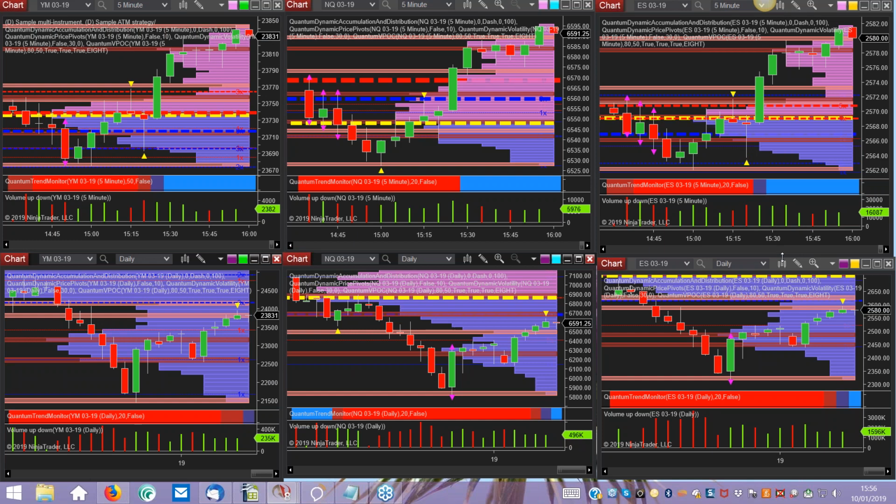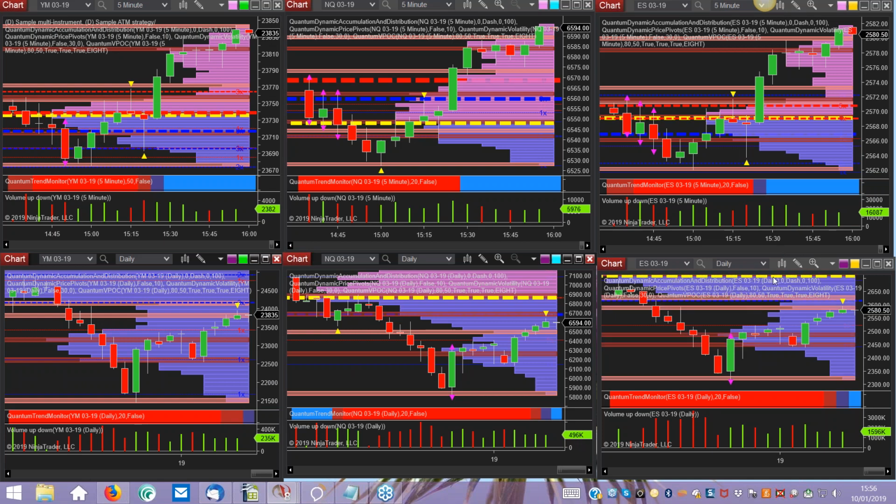So always have all three of them up. They won't always show you that, but from time to time they do move apart, and in that moving apart, you will see opportunities. So just run them together if you're an index trader.